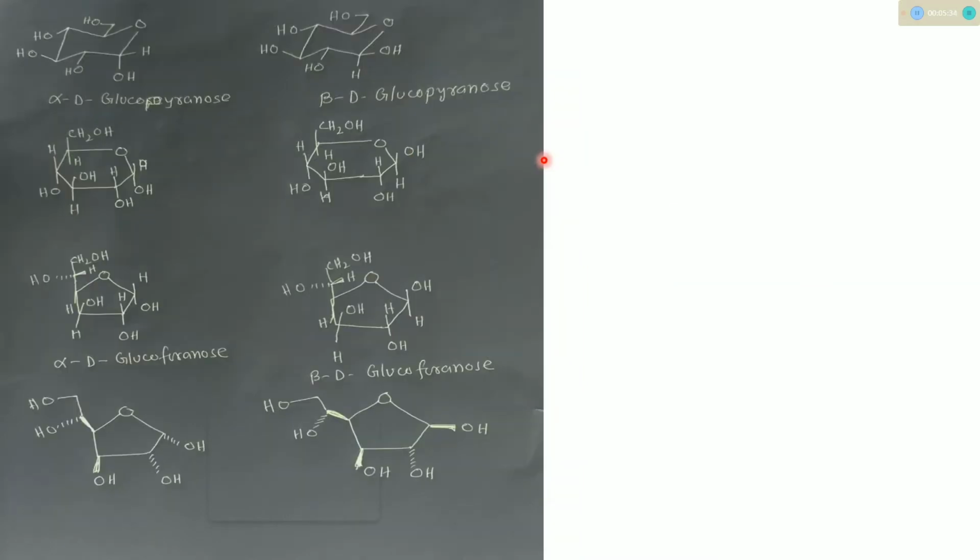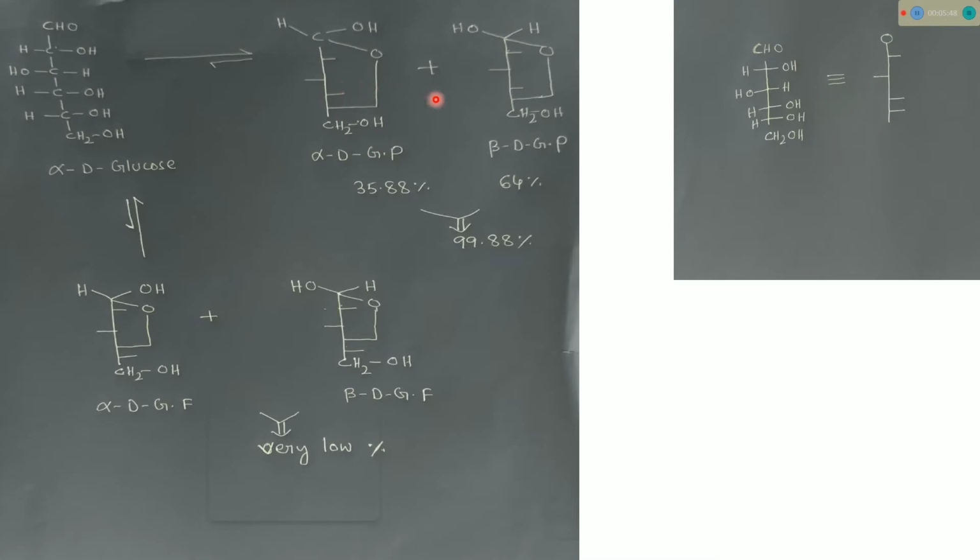We all know that in beta D glucopyranose, the OH groups are in equatorial position, but in alpha D glucopyranose, one OH group is in axial position. So beta D glucopyranose is more stable than alpha D glucopyranose. That is why the proportion of beta D glucopyranose is higher in the equilibrium concentration. Beta D glucopyranose is 64% and alpha D is 35.8%, so both total about 99.8%.